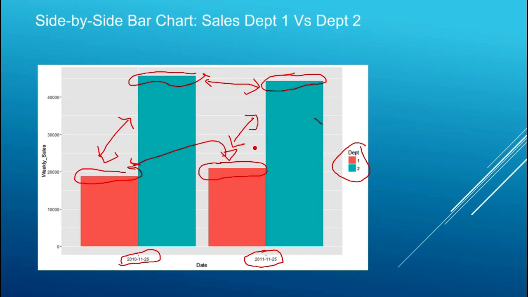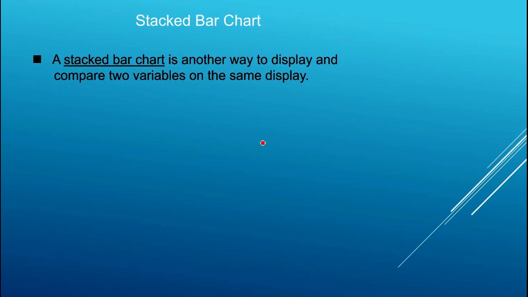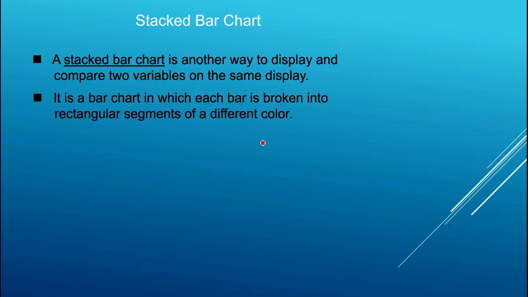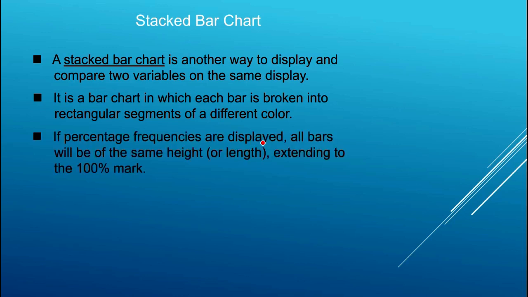This is a matter of preference because the information that we will see in the next bar chart is exactly the same as the information that we can pull from this bar chart. Here's an example of a stacked bar chart. A stacked bar chart is just another way to display the same information we saw in the side-by-side bar chart. It's a bar chart where each bar is broken into rectangular segments and they're given a different color. If percentage frequencies are displayed, all the bars will be the same height, leading to a maximum, of course, of 100% at the 100% mark.